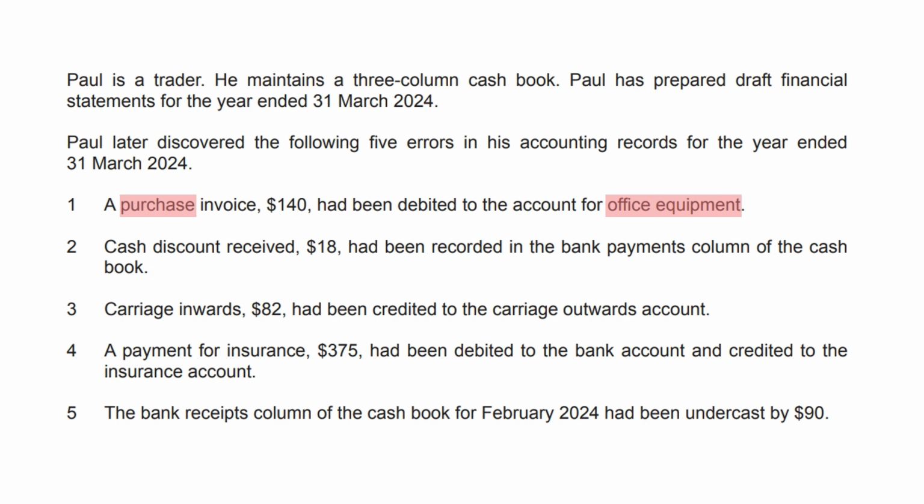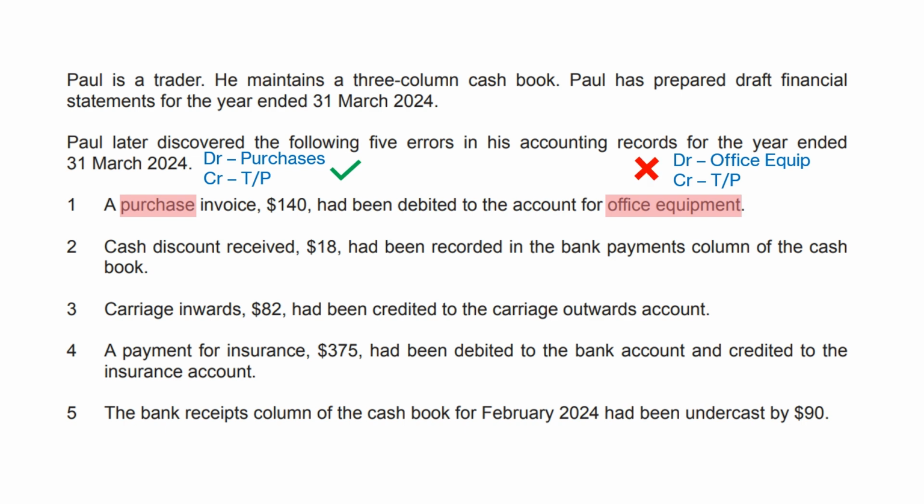The correct entry would be a debit to the purchases account and a credit to the trade payables account. Because purchase is an expense which is increasing, so debit purchases. Trade payables is a liability, so it's credited. But instead of doing this, what you have done is you have debited the office equipment account. So debit office equipment and credit trade payables. This is the right entry, but this is the wrong one.